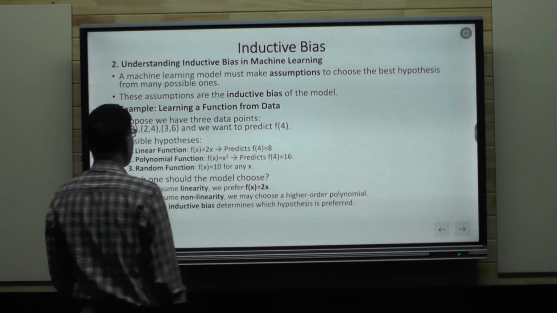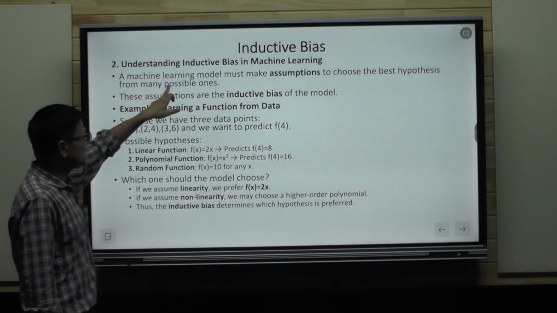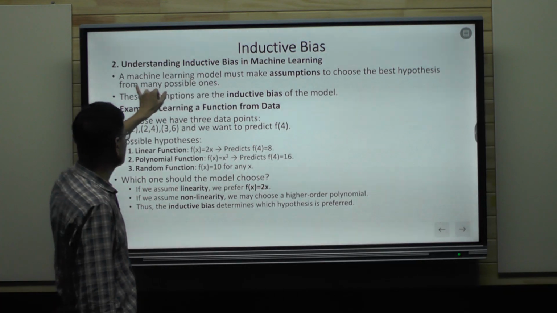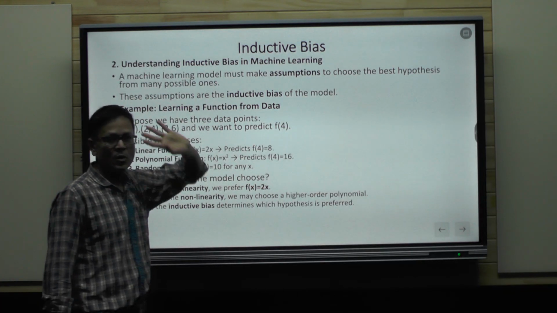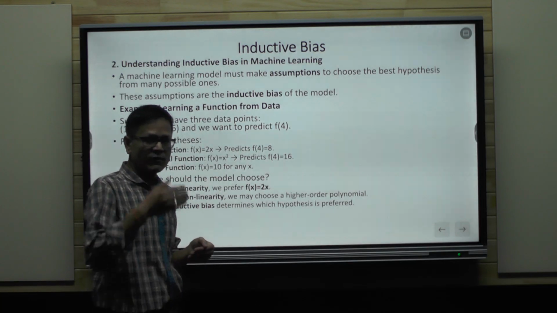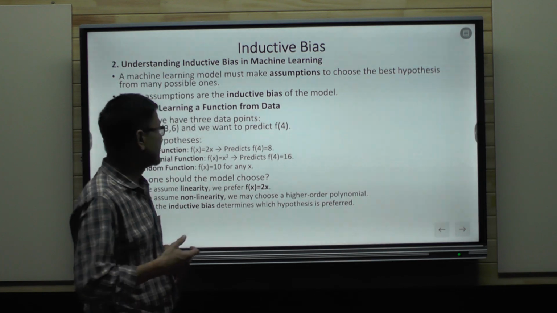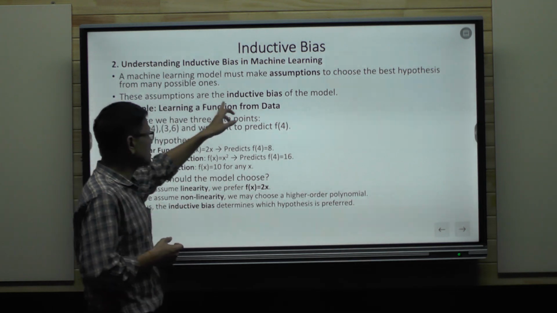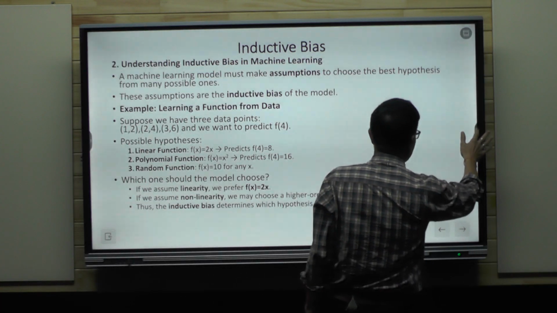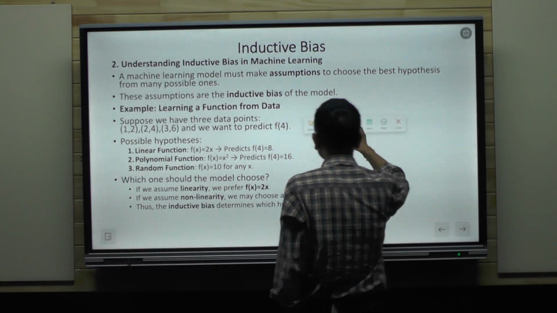Now, understanding inductive bias in machine learning: a machine learning model must make assumptions to choose the best hypothesis from many possible ones. We know that machine learning encounters a lot of hypotheses and we have to choose the best depending upon the data. These assumptions are the inductive bias of the model. This justifies the name.